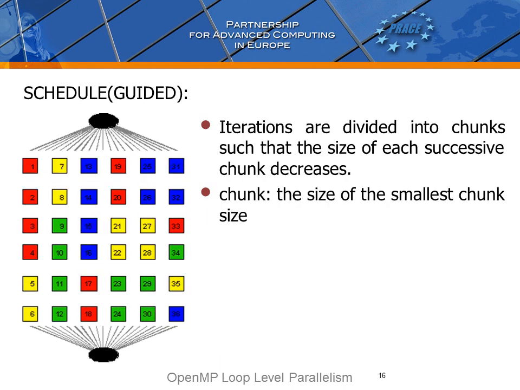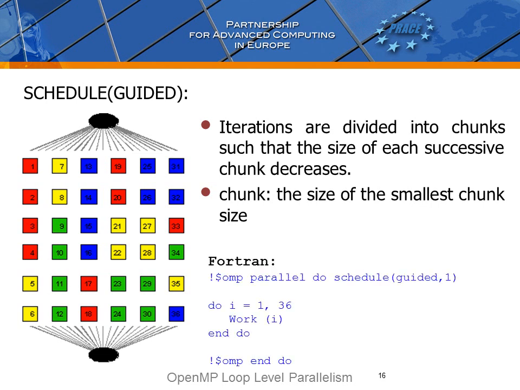When guided scheduling is used, iterations of the loop are divided into chunks such that the size of each successive chunk exponentially decreases. Chunk here specifies the size of the smallest chunk size. If you don't specify a value for it, the default value is 1. In the illustration, a vector of size 36 is divided into chunks of decreasing size and allocated to 4 threads in a round-robin fashion. It starts with large chunks of iterations and ends with small chunks of iterations.